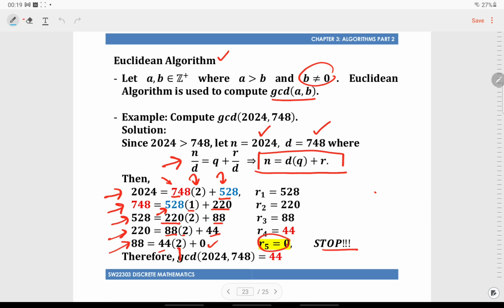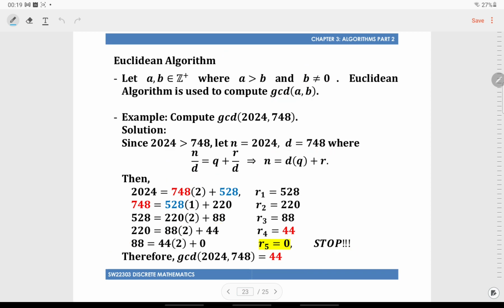So we take the previous remainder, the remainder before 0, as the value of the GCD. The GCD of the given numbers 2024 and 748 equals 44, the value prior to the remainder equal to 0. So the GCD of these two numbers equals 44.